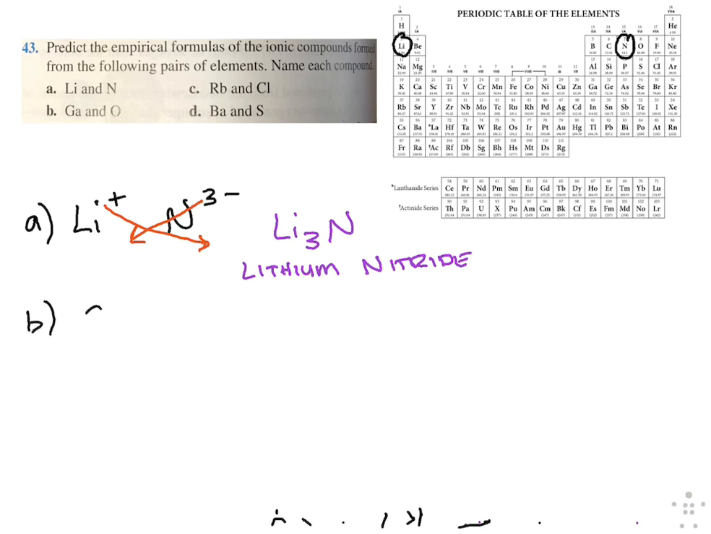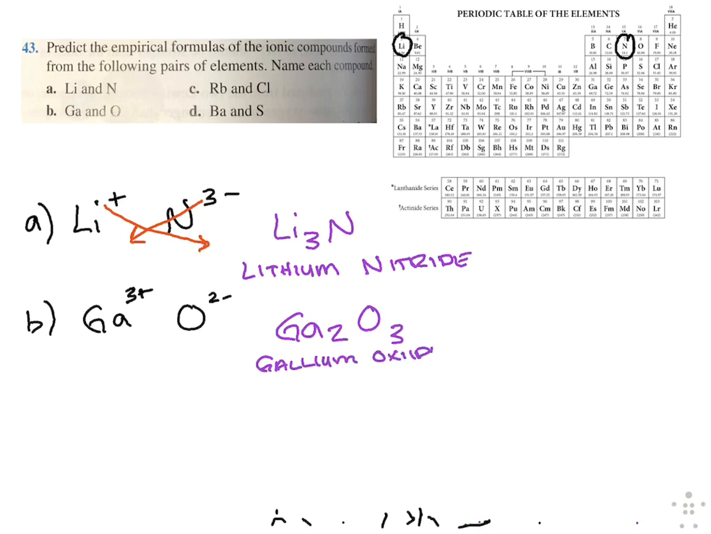For B, we've got gallium, and we've got oxygen. So again, just like we were doing before, we need to go through and find out their charges. Gallium is in the same group as boron and aluminum. It's a positive 3 charge. Oxygen's a -2. Crisscross them is going to give you your answer of Ga2O3. And this is going to be gallium oxide.